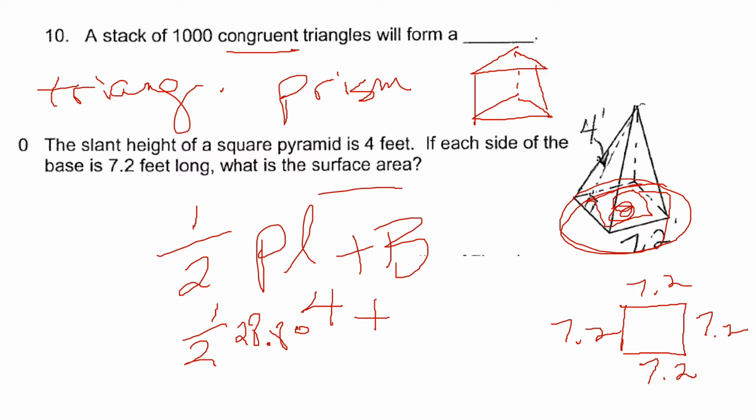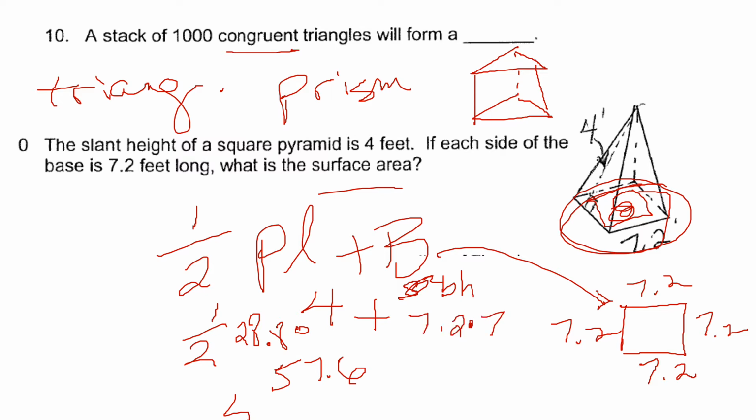All right, and then plus, you want to work that side out. It works out to 57.6. All right, then the big B. That is the big B. What is it? It's a square. What's the formula for a square? Side squared, or base times height, if you want to do it like that. So 7.2 times 7.2, and that works out to 51.84.